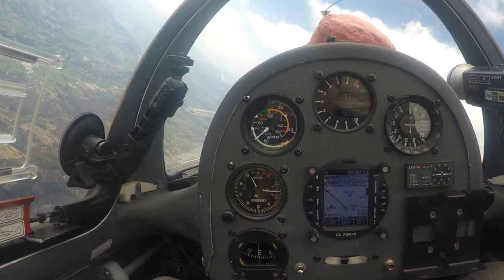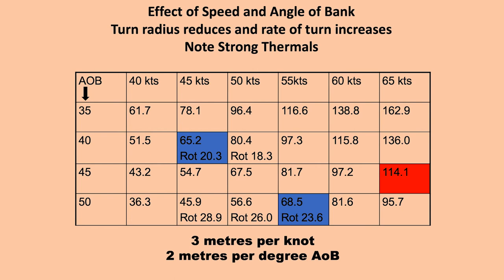Here we can see almost 68 knots in our turn. Rate of climb 11 knots. If we look then at 65 knots and 45 degrees angle of bank, our radius of turn has increased hugely to 114 meters.